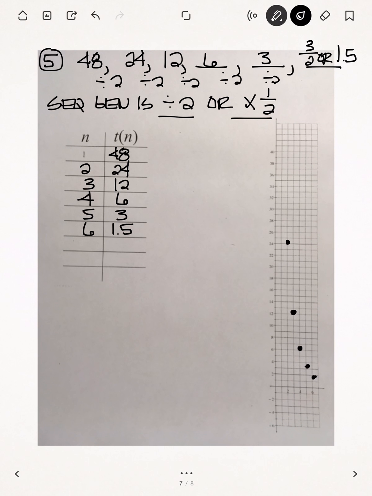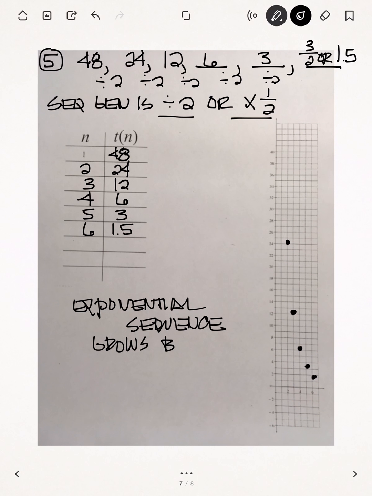So you can see that if it was at 48, we would be way off the graph up at the top, but it's decreasing, and it's eventually getting less and less steep. So it's an exponential sequence because of the fact that it grows by dividing by 2 or multiplying by 1/2.